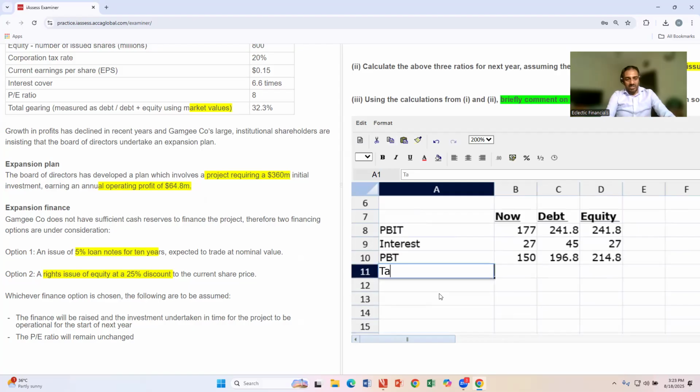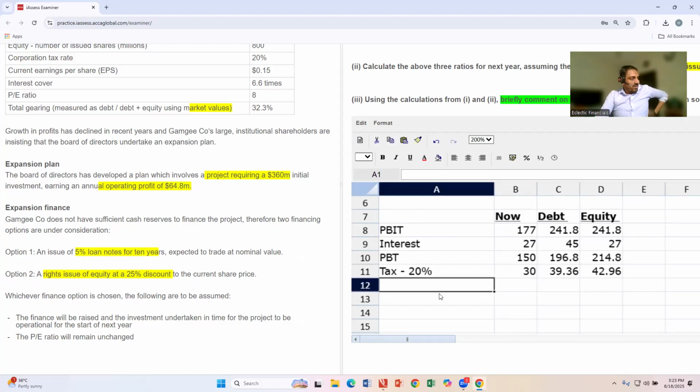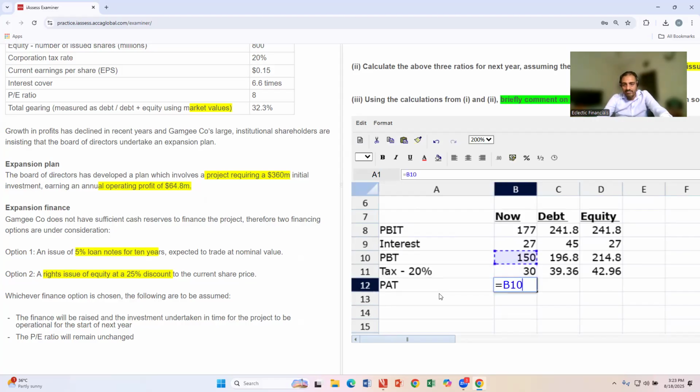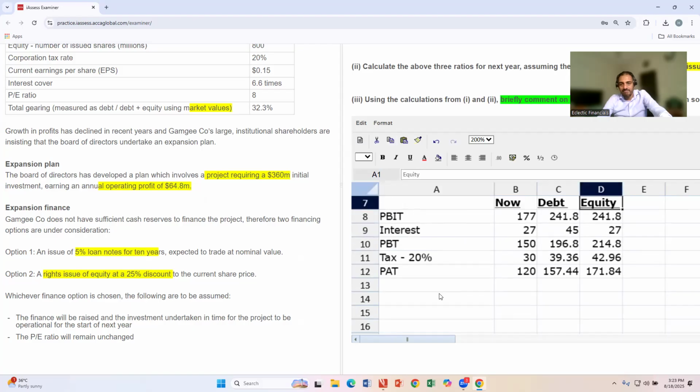After that, taxation. The tax is about 20%. Here the question mentioned the 20% is equal to 150 into 20. Make sure that should be in minus, 42.96, and that is about profit after tax.